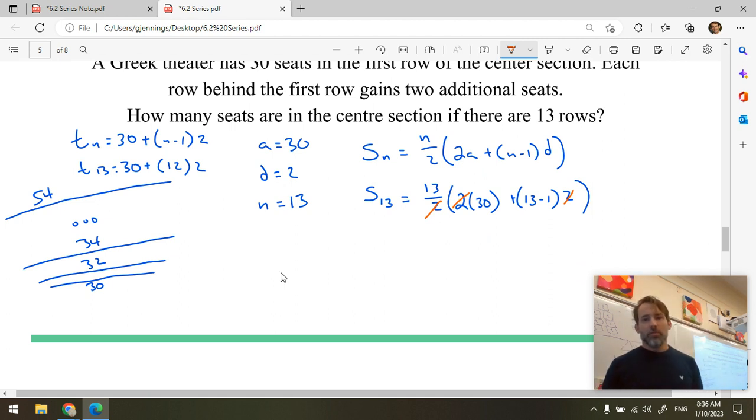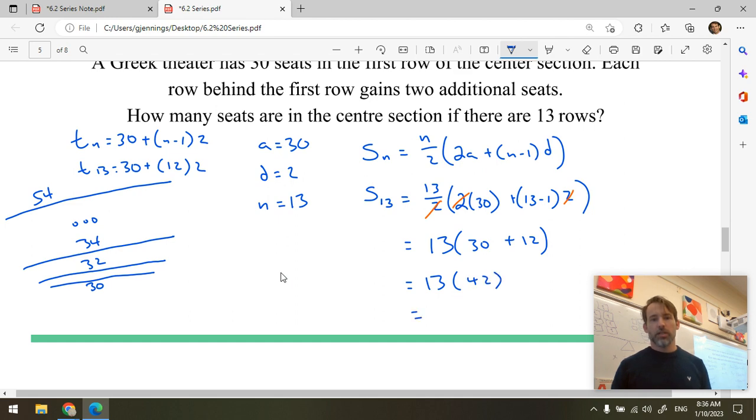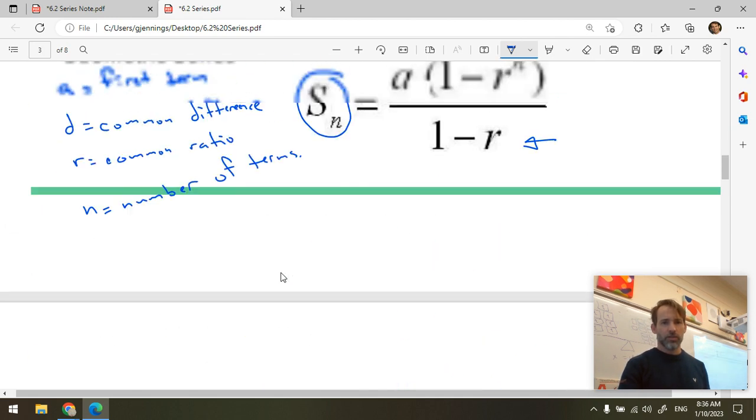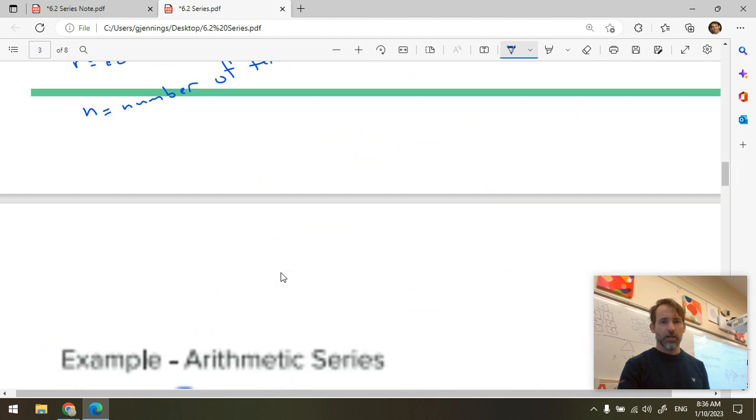So I see that those 2s are common factors, and now I have a simpler line to work on mental math wise. Do people have it crunched yet? 13 times 30 plus 12. 13 times 30 plus 12 is, yes, this is what I did, 13 times 42. What did I say it was in the morning? Did I get anything right?